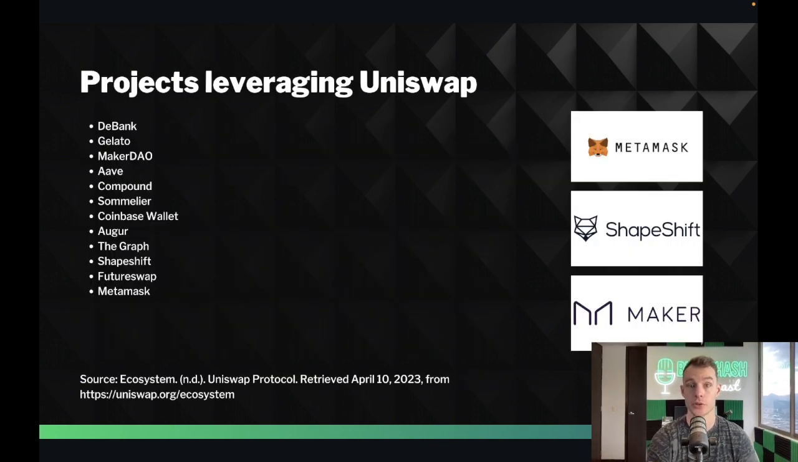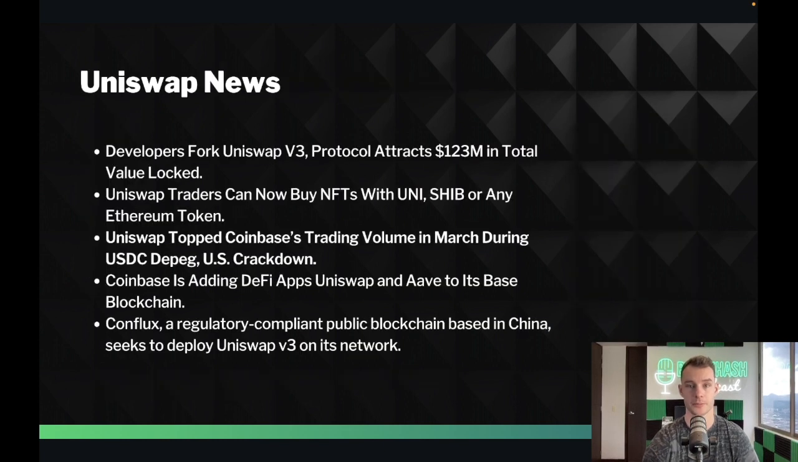There are a lot of projects that are leveraging Uniswap as well. Again, since they're like the OG of DEXs in this space, they have some of the most vibrant partnerships going on. Just to give you an example, DeBank, Gelato, MakerDAO, Aave, Compound, Sommelier, Coinbase Wallet, Augur, The Graph, Shapeshift, FutureSwap, MetaMask. Those are just a few. MetaMask, Shapeshift, MakerDAO, probably some of the bigger ones, but you get the point. They got quite an ecosystem going and a lot of development on top of Uniswap and leveraging their DEX.